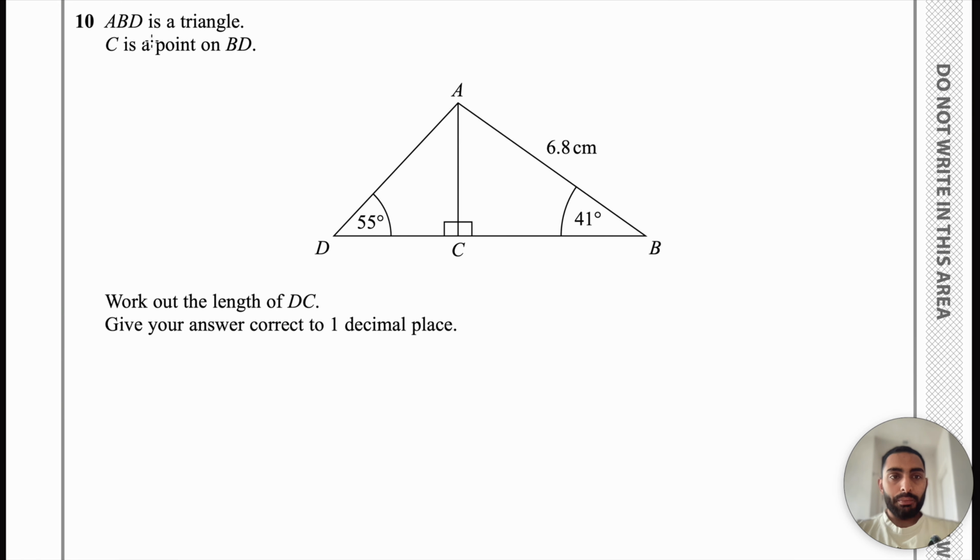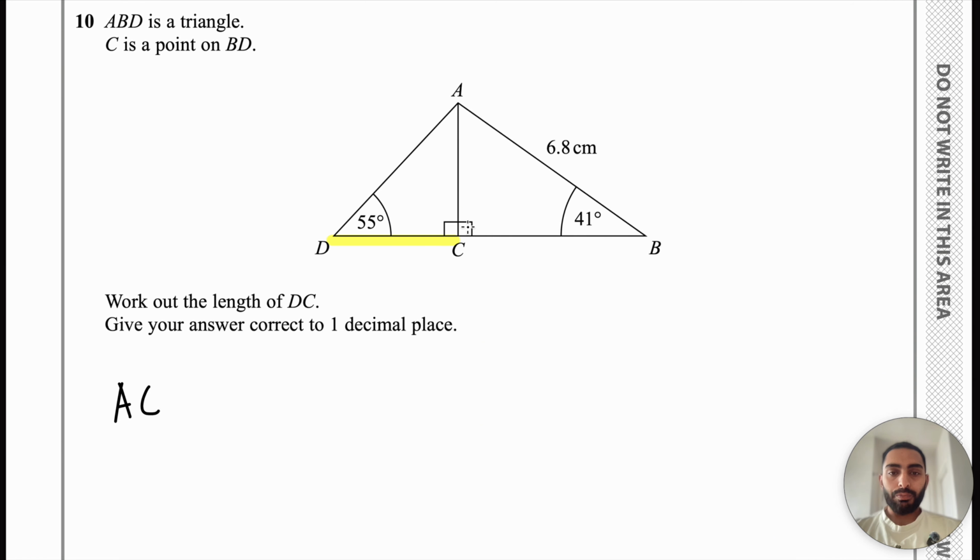Question 10. ABD is a triangle, C is a point on BD. Work out the length of DC. So we're trying to find this length here. Give your answer correct to one decimal place. The first thing I can see is I've got 2 right angle triangles. I've got one side and one angle, and I've got this other triangle where I'm trying to find DC. So the first thing I'm going to have to do is find a side that's present in both of the triangles. So I'm going to find this side AC.